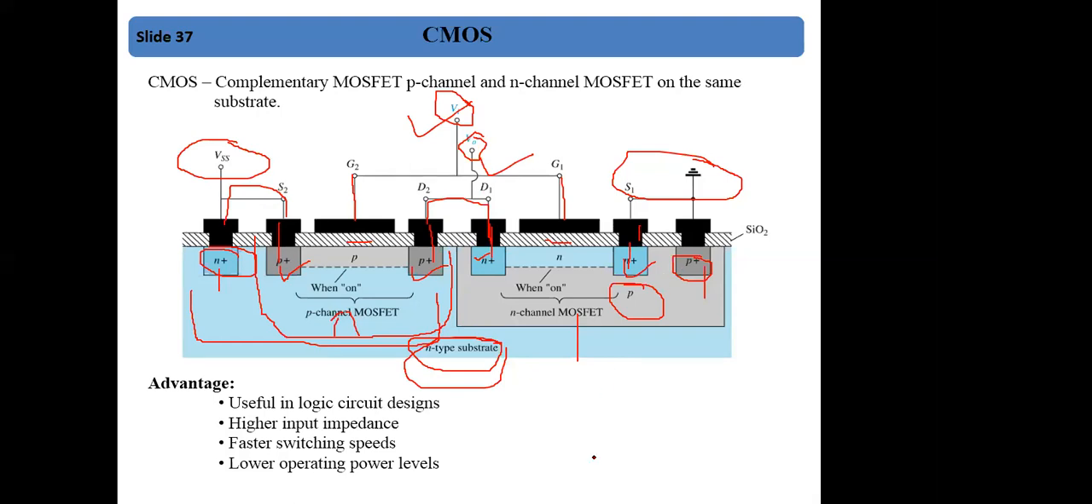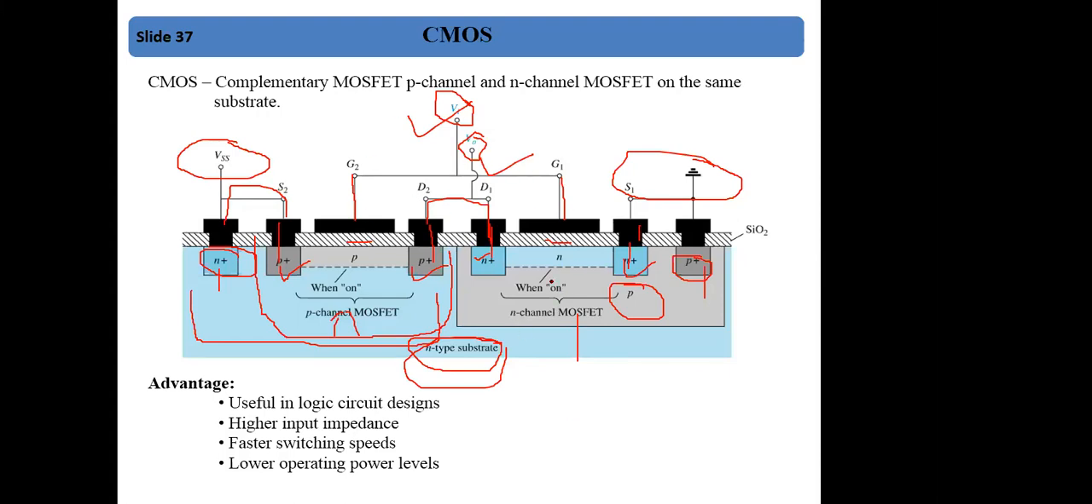CMOS logic family we have seen earlier. We have seen its advantages: its input impedance is high, so faster switching speed, lower operating voltage. That means you can even operate at lower voltages, 2.5 volt or less than that. So those are the advantages of CMOS. Already we have discussed. Now we are seeing construction-wise CMOS.